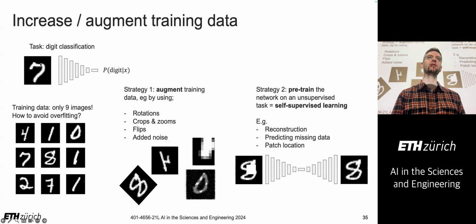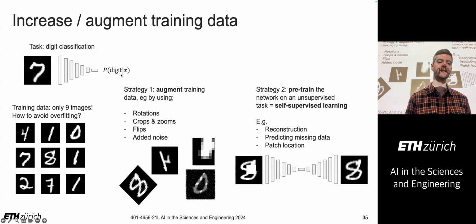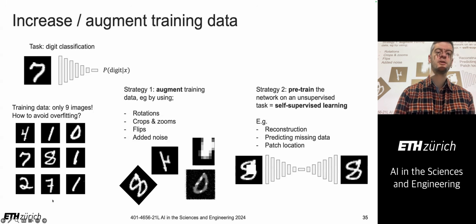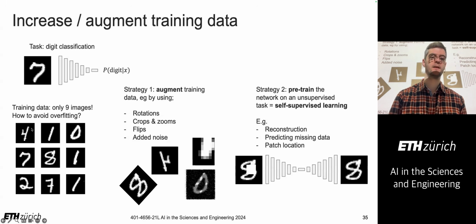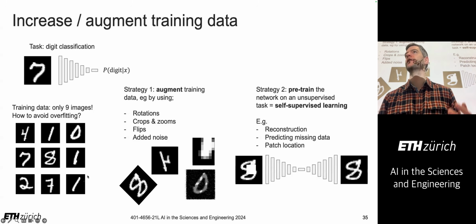So we have an image of a digit, and we want to produce a classification: what number is that digit? But let's just assume that we only have 9 images. This is a really dangerous situation. If I trained a CNN on this data set, I guarantee you that it would overfit very quickly, and it wouldn't perform well if I gave it a new digit that it hasn't seen before.